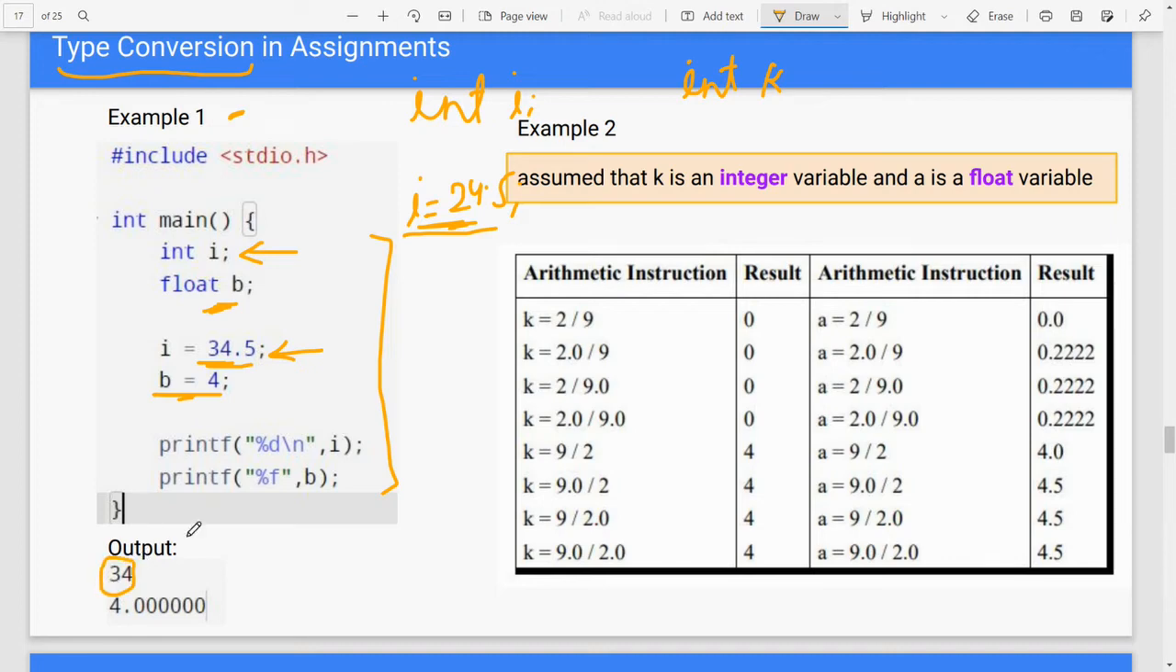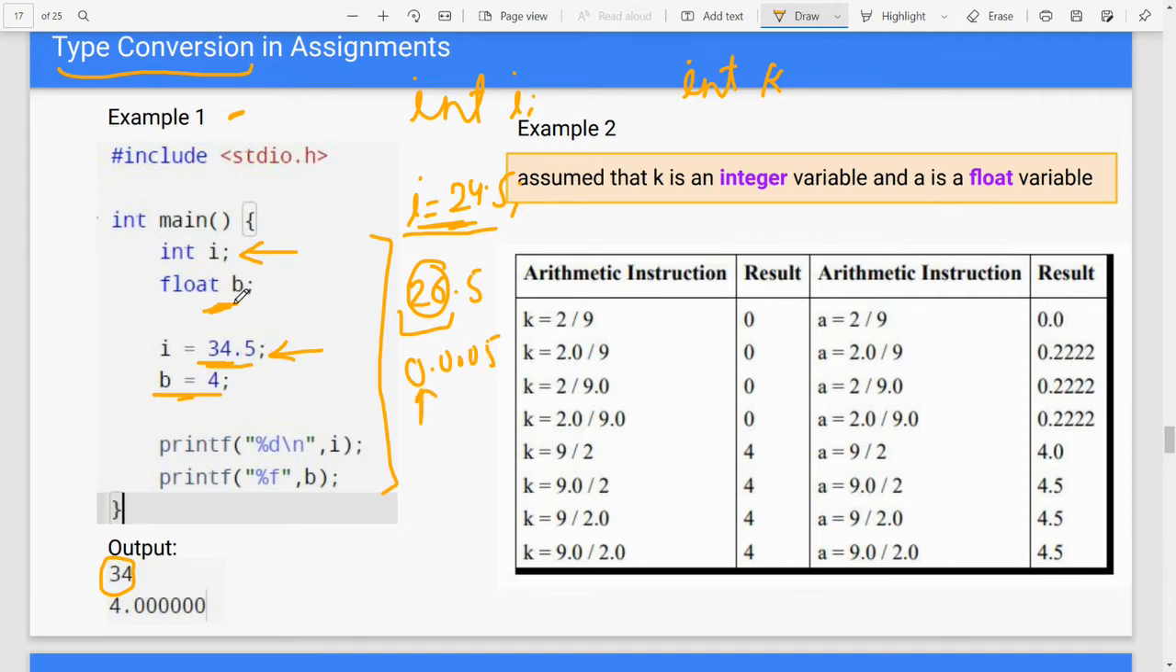So this thing is fairly simple. In programming languages, whatever float value you give, it will just take its integer component. So let's say you are writing 26.5, it will take its integer component only. If you're trying to store any float value in an integer, it will give you just the integer component. So if it is 0.0005, it will give you 0 only.